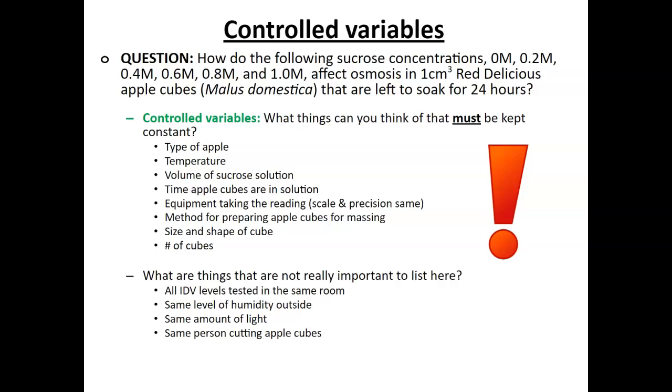Things that are not important to say: all independent variable levels are tested in the same room. That doesn't matter. If you needed a lot of space to test your experiment, you could use multiple classrooms. You just have to make sure you control the temperature, and you could do that using the thermostat. Humidity levels outside, well, our experiment is inside, so that doesn't matter. Same amount of light, doesn't matter. Light does not affect osmosis. The same person cutting the cubes doesn't matter as long as they're all doing it the same way.